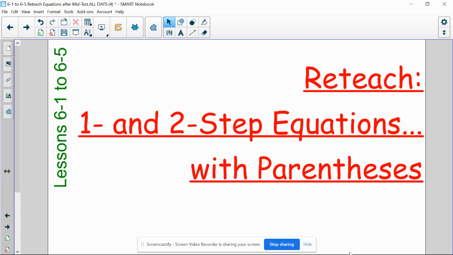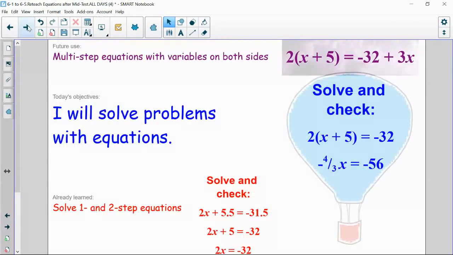Today we are doing reteaching with 1 and 2 step equations, focusing on the ones with the parentheses. That's our distributive property equations. When you have those parentheses, you've got to remember to do something with this 2. You cannot touch this 5 until we do something with this 2 first. So we're going to review what we can do to get those taken care of.